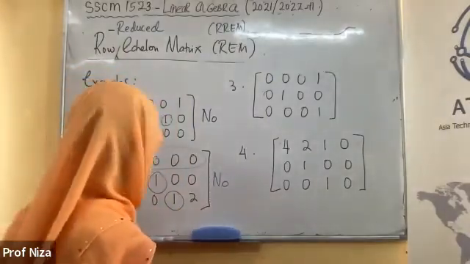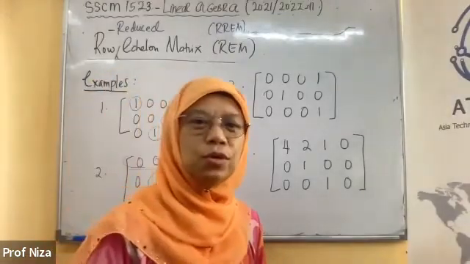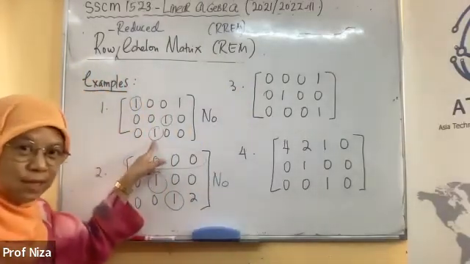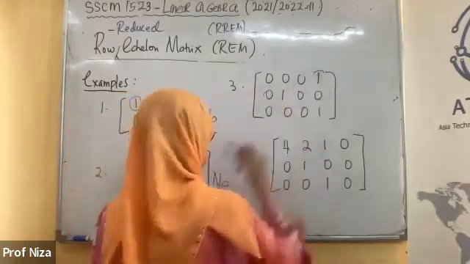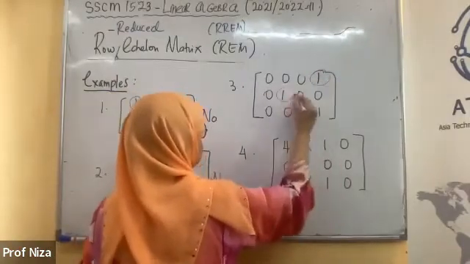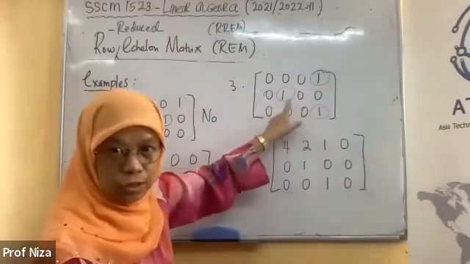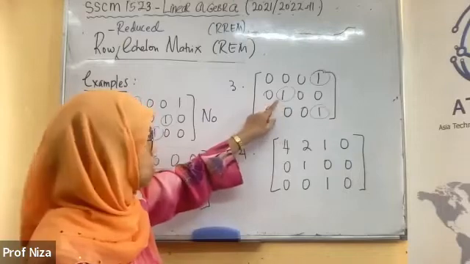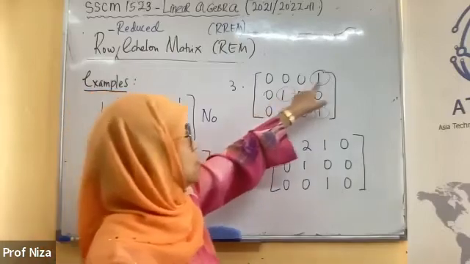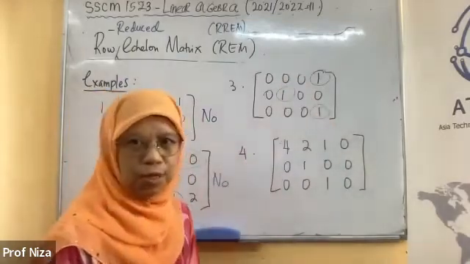Okay, yes or no? Number 3. No. Because it's the same reason as number 1. You put the 1 here, 1 here, 1 here. So there are 2 reasons. The leading one in the second row is not to the right of the leading one in the first row. That is one of the reasons, so you can just use that.